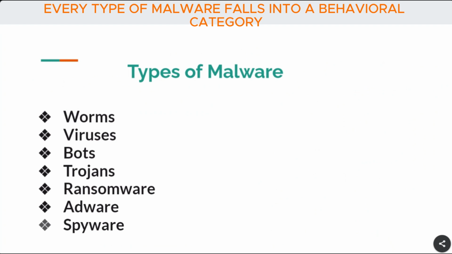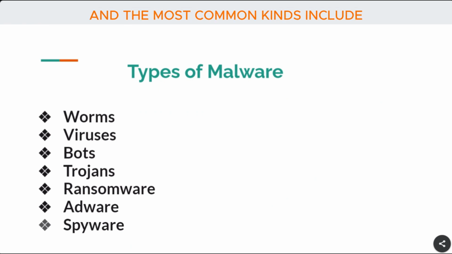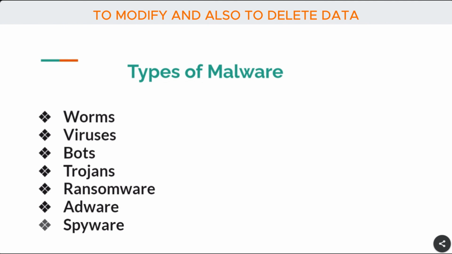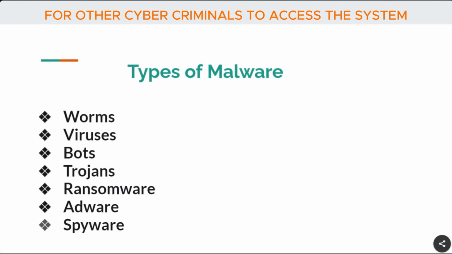Every type of malware falls into a behavioral category. They are categorized according to how they behave. And the most common kinds include worms. Hackers basically install a worm into a computer's memory to modify and also to delete data, and they can also be used to set up a backdoor for other cyber criminals to access the system.